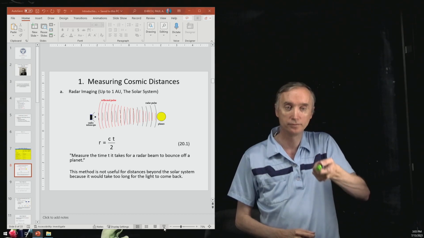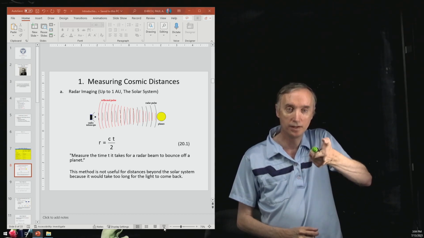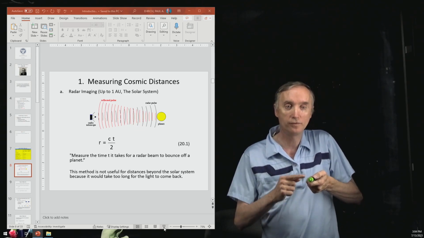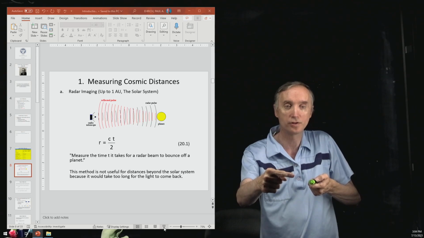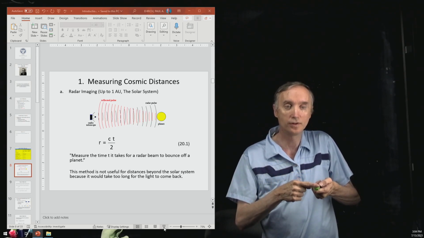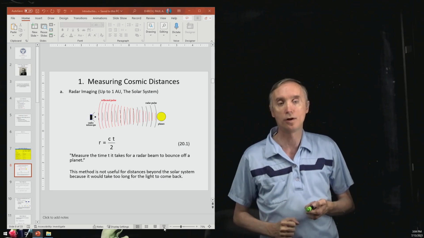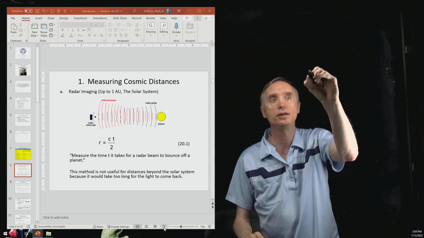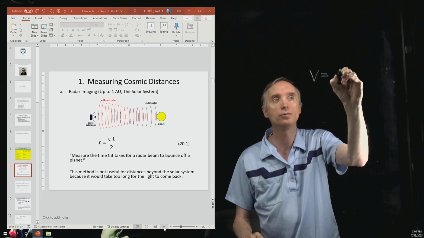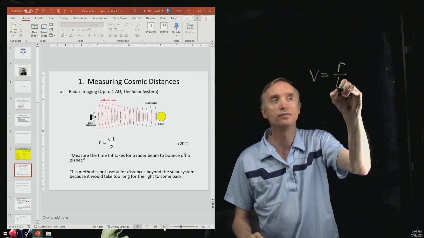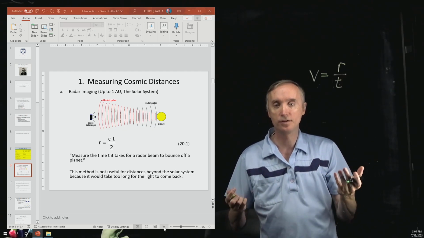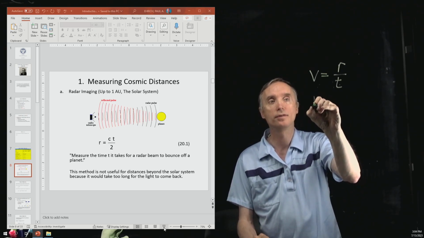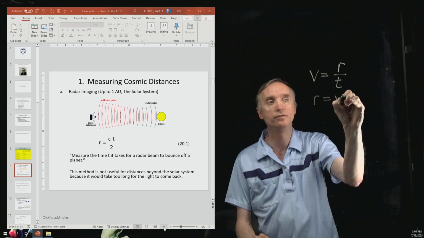So, got an object here. We take our flashlight and point it at the object. The instant we turn on the light, we click our stopwatch. We wait for the light to reach the object, bounce off of it, come back to us, and then click the stopwatch again. We make use of the fact that speed, v, is equal to distance r divided by t. That's our definition of speed. If we rearrange this, distance r is equal to vt.